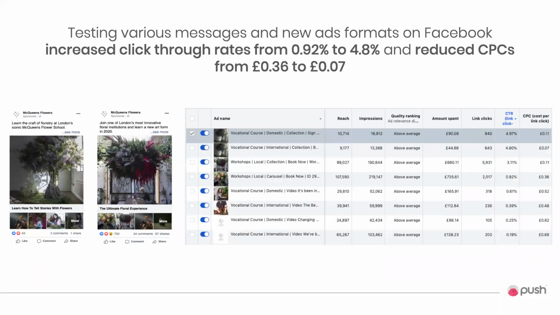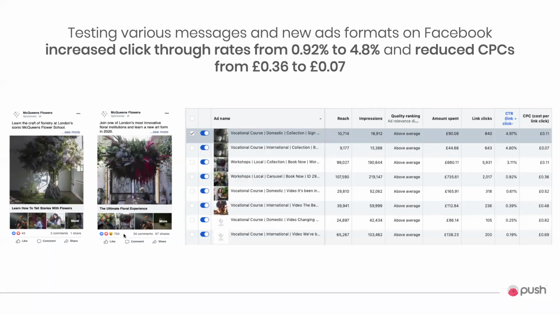And an example, the new format called the collection ads. And you can see this example here with a brand we work with called McQueen's Flowers. So very, very visual, lots of images that you can use within the advert, slightly different to the carousel advert. You're scrolling through products on one ad.